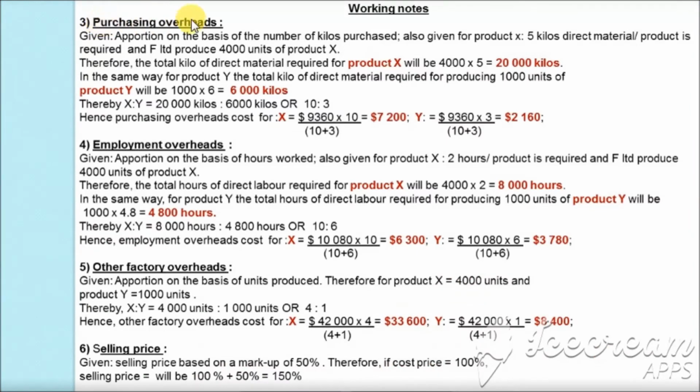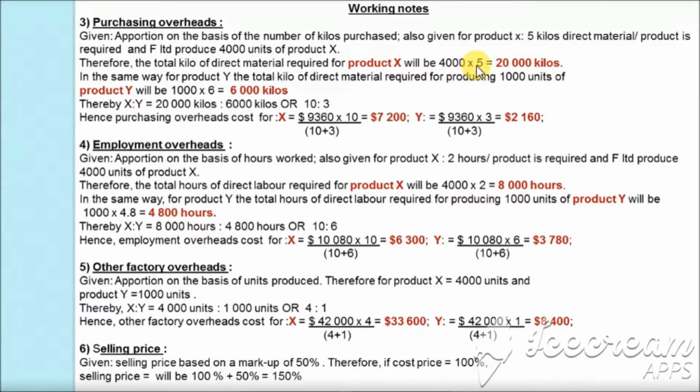So now let's calculate the purchasing overheads. Purchasing overheads are apportioned on the basis of the number of kilos of direct material purchased. Apportion means to divide or distribute proportionally, and we are going to divide the purchasing overheads proportionally between X and Y. So let's calculate the total kilos of direct material purchased for X. We are producing 4,000 units of X, and for 1 unit of product X we require 5 kilos of direct material.